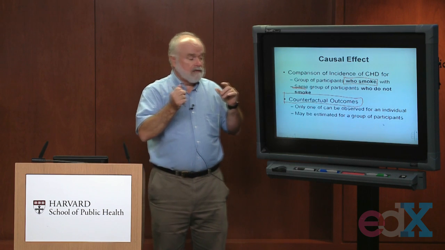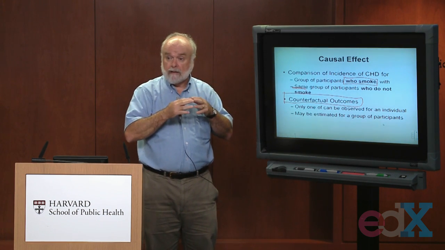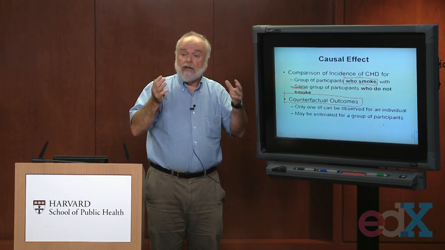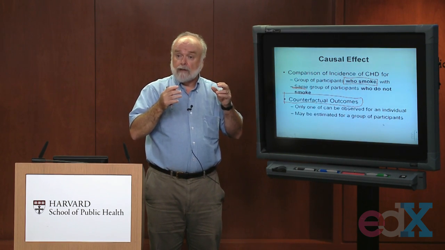Now the problem in real life is I can only measure one of those outcomes. I can measure what happens to a person if they're a smoker. I can't measure what happens to that person if they decided not to be a smoker, because I can't put people back into time machines and change their decision process and change that same smoker to become a non-smoker. So only one of these outcomes can be measured directly. And so for a single person, there's no way I can measure these two counterfactual outcomes.